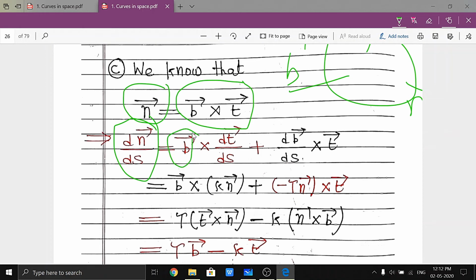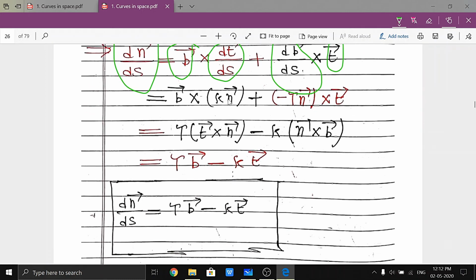So b cross its derivative dt by ds, then its derivative dv by ds cross t vector. Now substitute its value, which is kappa n, which is minus tau n. So this term is tau n cross t. If we replace it with a negative sign, then this will become t cross n. So this is tau t cross n minus kappa n cross b.